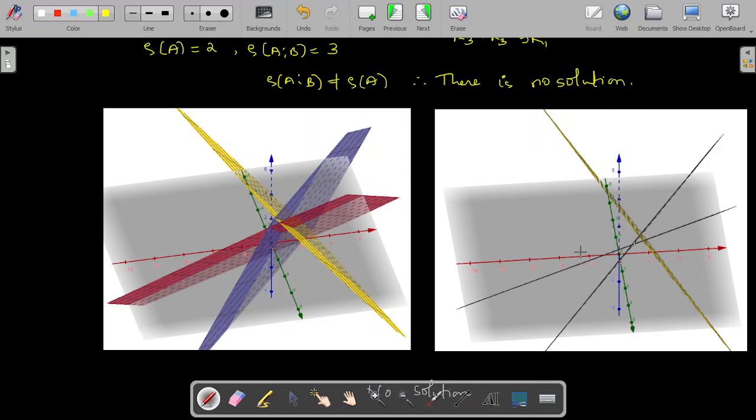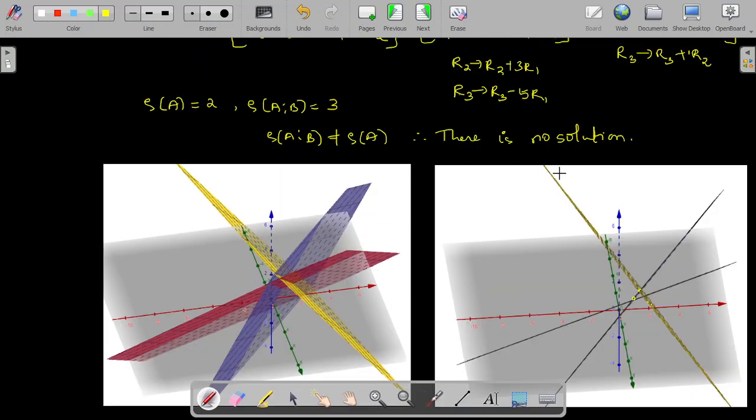See, you can have the same graph here, just orientation is changed to make sure that there is no point of intersection. This is a point of intersection of these 2 planes, and these 2 planes pass through these 2 points. But all the 3 together don't have any point of intersection, hence there is no solution.